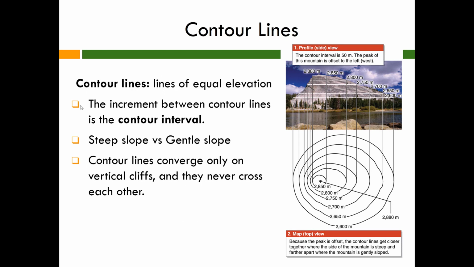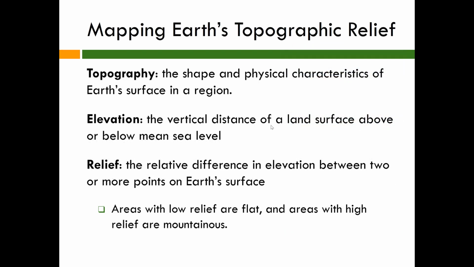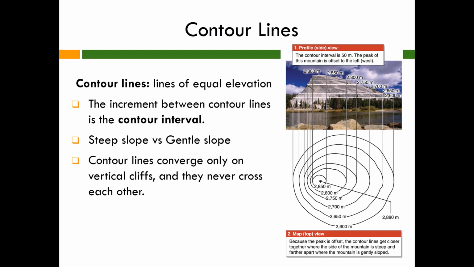All right, now how do we measure that? We use a concept we call the contour line. So what is a contour line? A contour line is a solid line connecting points with the same elevation. What is elevation? It is the vertical distance of a land surface above or below the mean sea level. Measured from sea level, you can have the same elevation, like here, 2,600 meters.